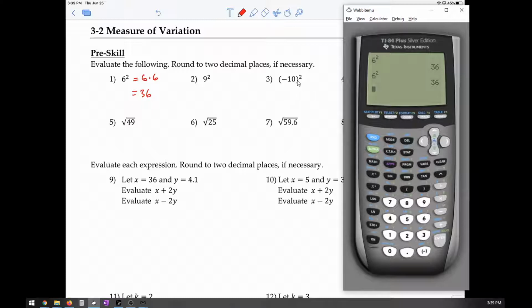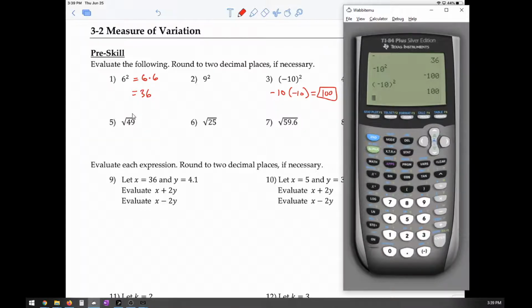Something like negative 10 squared, you have to put it in parentheses. Let me show you. If you do negative 10 squared like this, it's not going to give you the correct answer. That's going to give you negative 100, which is not correct, because we know negative 10 squared is negative 10 times negative 10, and the product of two negatives is a positive, so we should get 100. So if you have something like this, you have to put parentheses, and then square it, and that gives you 100.